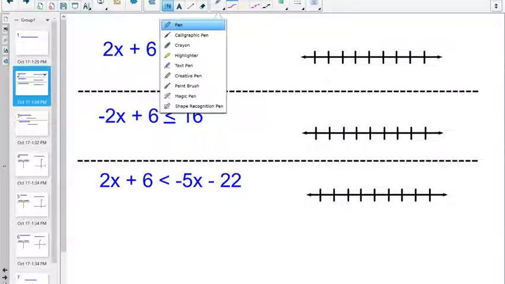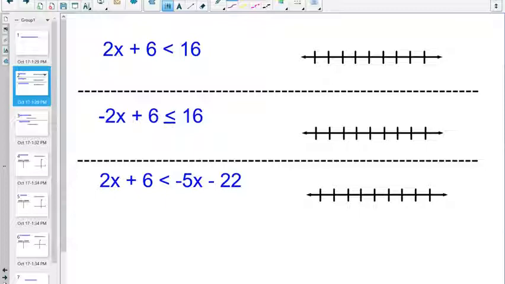Here we go. The thing to remember is that when you have a less than or greater than, you're going to use an open circle. And when you have a greater than or equal to or a less than or equal to, you're going to use a closed circle. So I'm just going to solve these like you would a normal Algebra 2 problem.